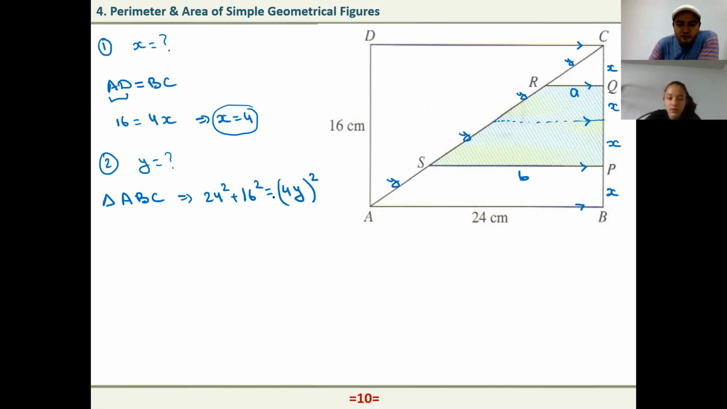Now from here, we should solve this. 4 squared, 16, y squared. On the right hand side, can you evaluate these two things? What is it? 24 squared plus 16 squared. Use your calculator and tell me the answer. What is it?